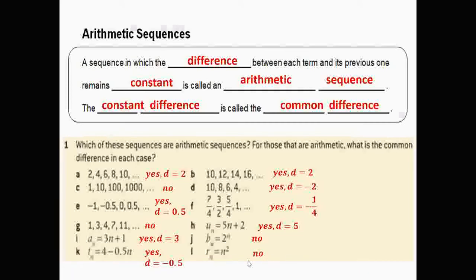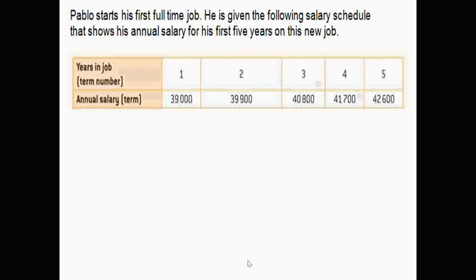Okay, great. I hope you have a good grasp of what arithmetic sequences look like now. Let's take it a little bit further. With this scenario, let's apply it. Because arithmetic sequences in this course are very much about applied problems, looking for problems that follow a linear pattern and using arithmetic sequences to discuss those. So here we have Pablo, who's starting a full-time job. He is given the following salary schedule that shows his annual salary for the first 5 years. You can see on year 1, this is his salary, year 2, year 3, year 4, year 5.